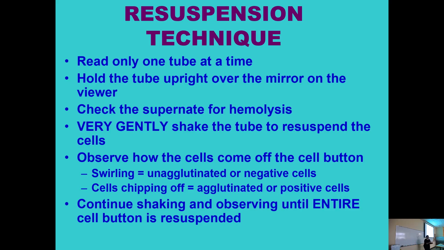You want to make sure, are they swirling off and then it looks negative? Great. That's a negative. If they kind of chip off a little bit but then kind of look negative, that's probably going to be a positive. They're chipping off the bottom. So we're really paying attention to how those cells are coming off the bottom and what it looks like.